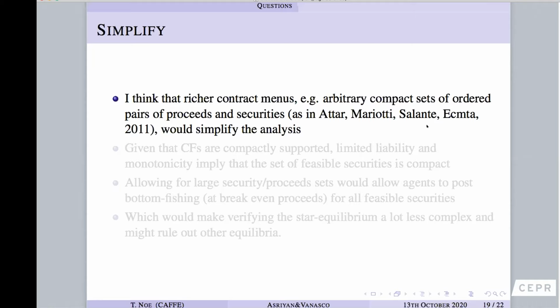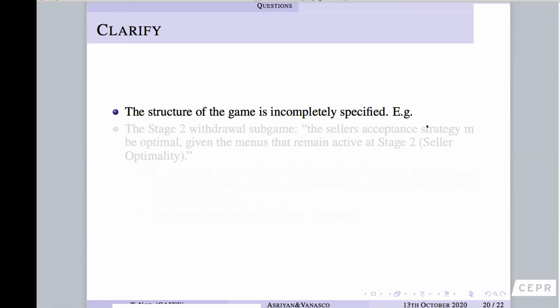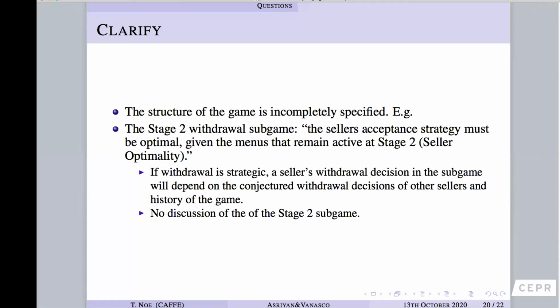I think there are some ways you can make small technical changes to make the model simpler. I'm not going to go over this in detail because I have just 1 minute. A couple of things: for an outsider, it's kind of hard to read some of the statements in the paper. When it says the acceptance strategy is optimal given the menus that remain active in stage two, I immediately think, okay, we have a Bayesian game here, because if I want to withdraw my menu, it depends upon whether you want to withdraw yours. And then what does it mean? That should probably be discussed in the paper.